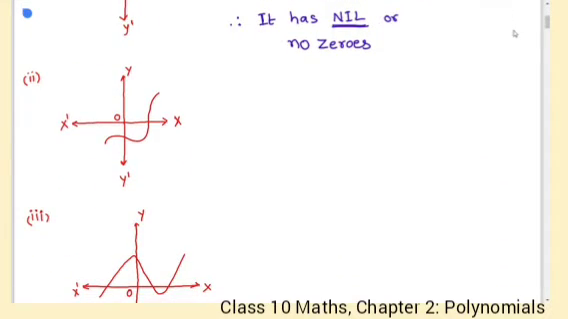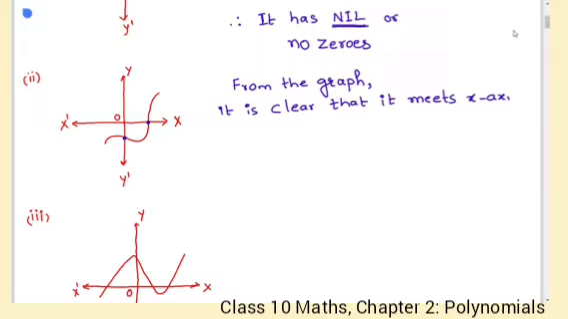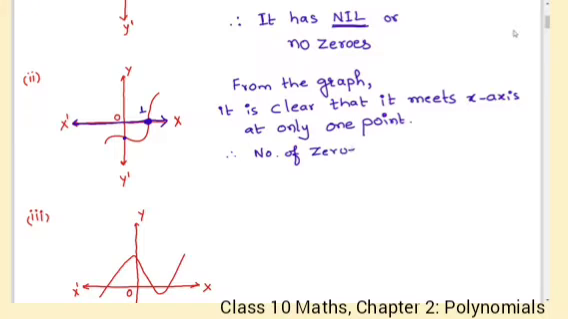Second one, observe this graph, a two-dimensional graph. From the graph you can say that it is meeting the x-axis at only one point. You can see here this is the x-axis and it meets at only one point. So therefore the number of zeros is 1 here.